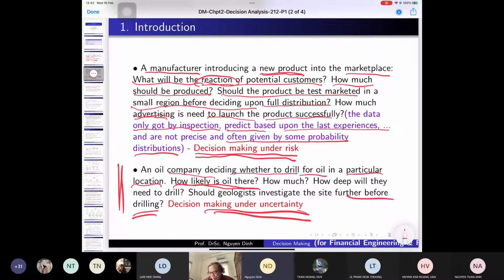But anyway, this is a case in which we need to make a decision. For example, the boss of some company needs to make a decision. This is the situation of decision making under uncertainty.